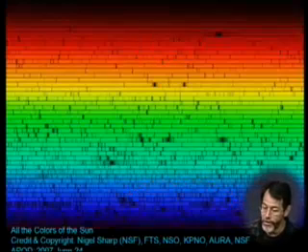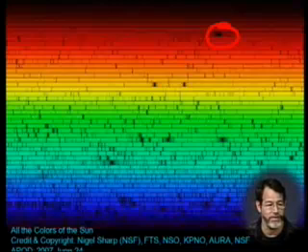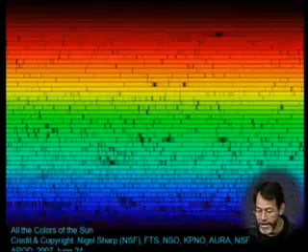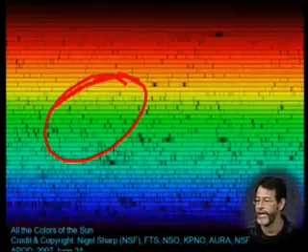And then you find there are dark absorption lines, and some of those are hydrogen. And then you find there are other lines, and some of those are helium. And then you find there's lots more lines. What are they?